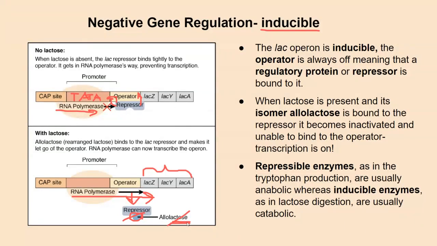Once there is no more lactose available to be broken down, the repressor will bind to the operator again, preventing further transcription of this gene. So this is an example of an inducible gene that is always off unless you turn it on.